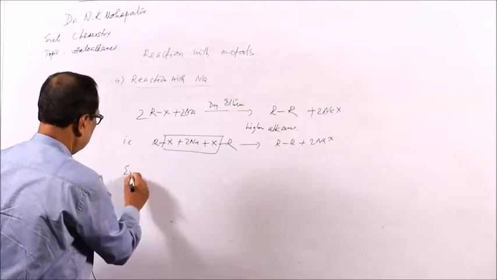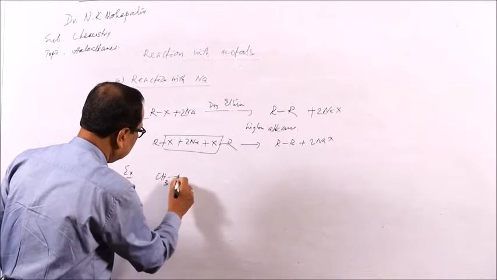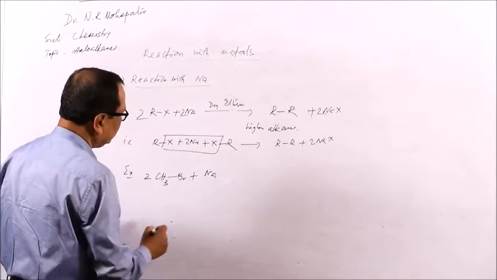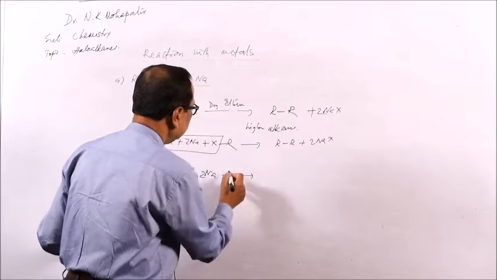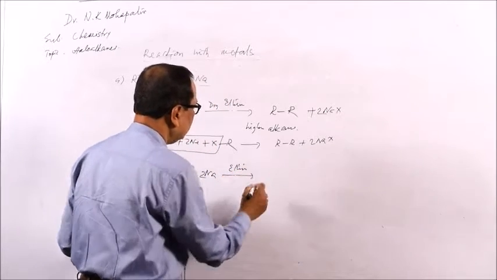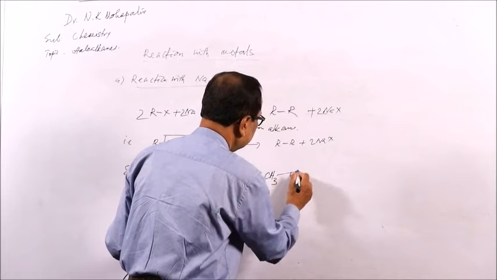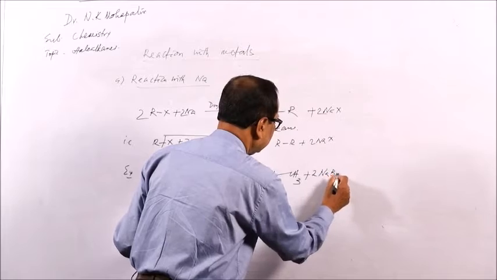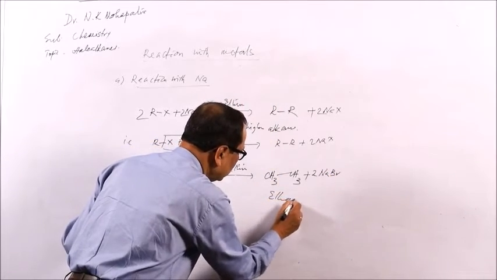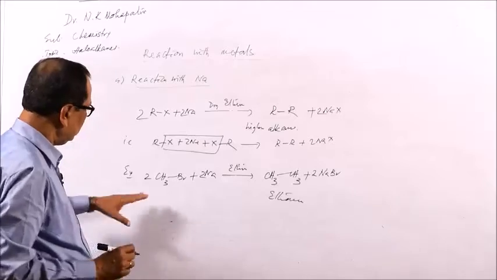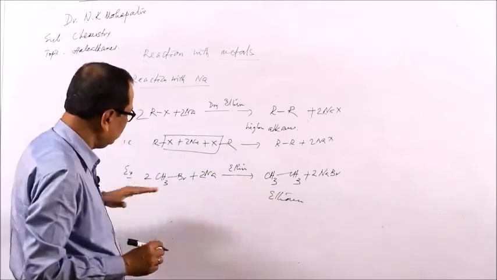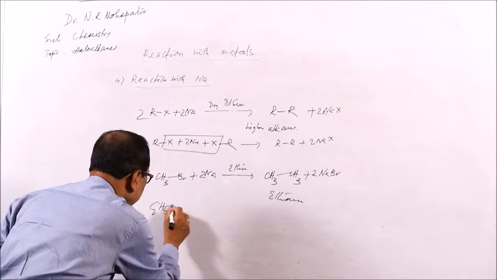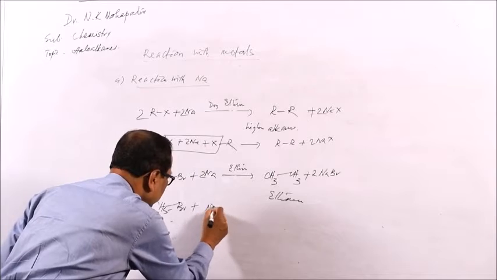For example, when methyl bromide is treated with metallic sodium, 2 molecules of this with 2 molecules of sodium, it gives you CH3CH3 plus 2NaBr. This is ethane. You have started with methyl, you are getting ethane. If you start with ethyl, you will get butane. So in this way, you will start with C2H5Br plus sodium.